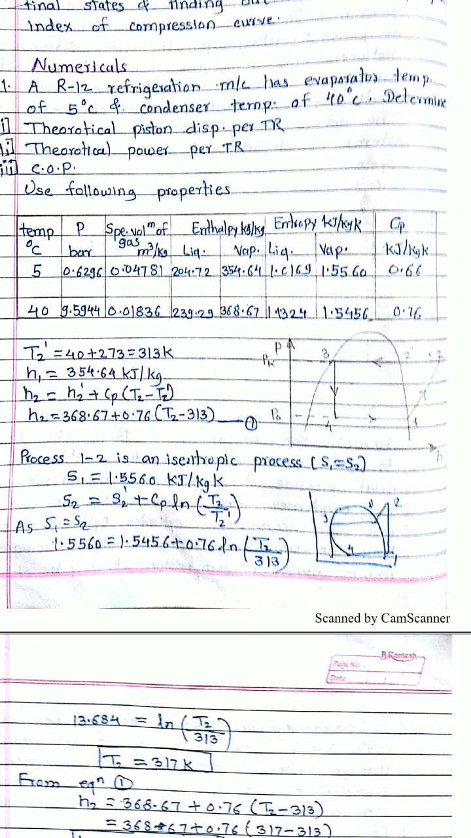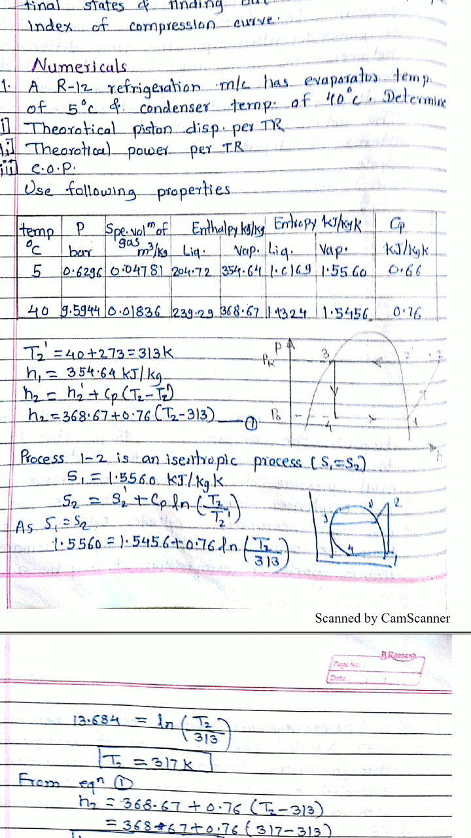So let's take the first numerical. An R12 refrigeration machine has an evaporator temperature of 5 degrees Celsius and a condenser temperature of 40 degrees Celsius. Determine the theoretical piston displacement per TR, theoretical power per TR, and COP of the system.